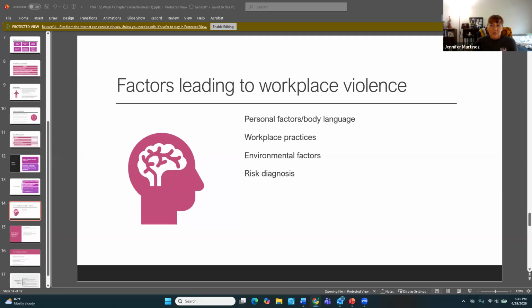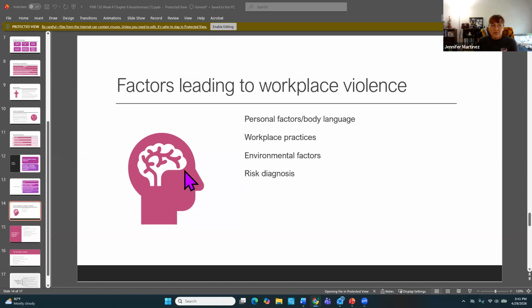Body language. When we look at body language, pacing, balling up their fists also increases that risk. Environmental factors, and then certain risk diagnosis, right? Do they have a mental health disorder? Do they have a history of, what's the word I'm looking for, drug or alcohol use? Those are potentially some risk diagnosis.